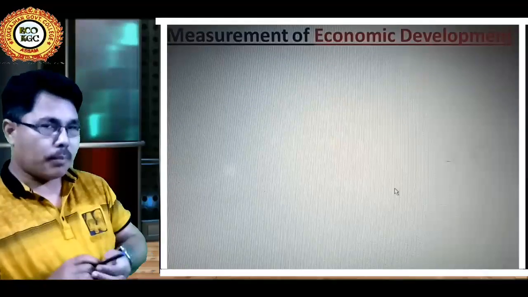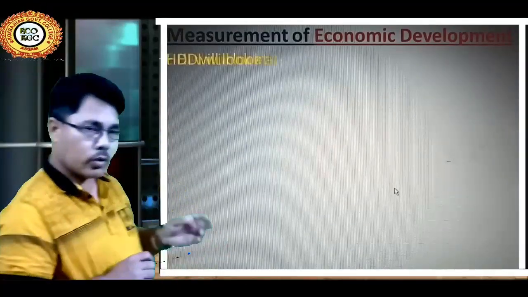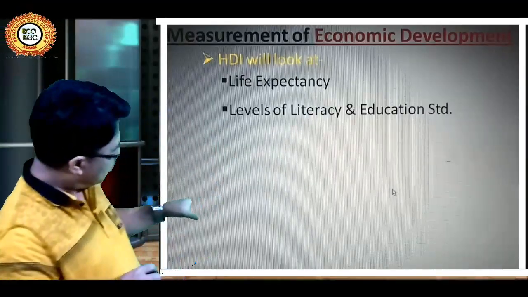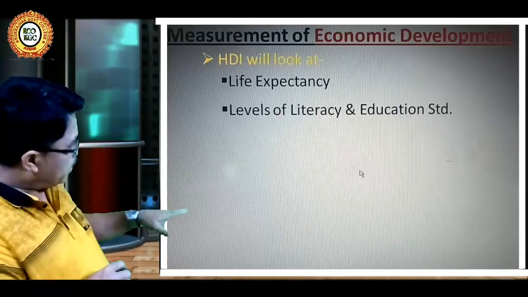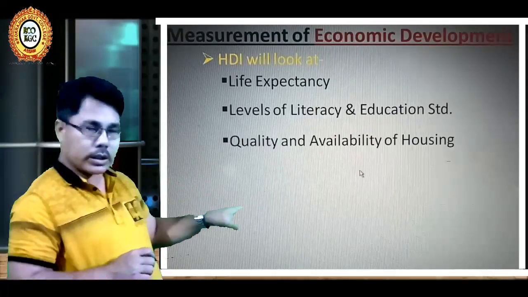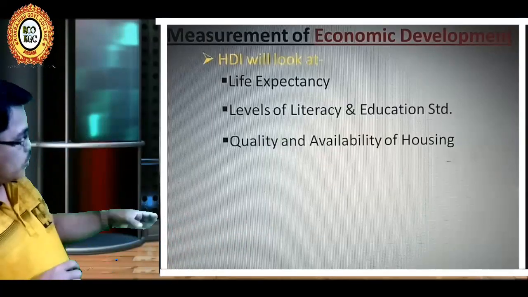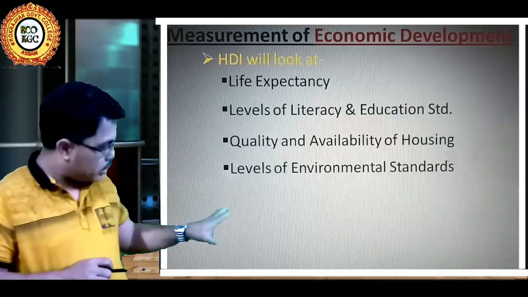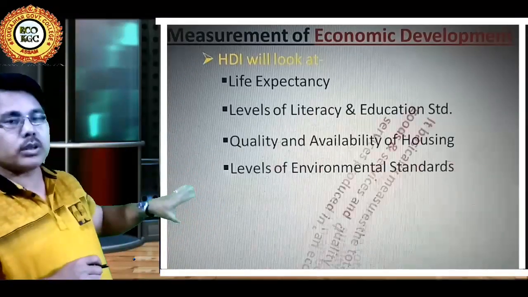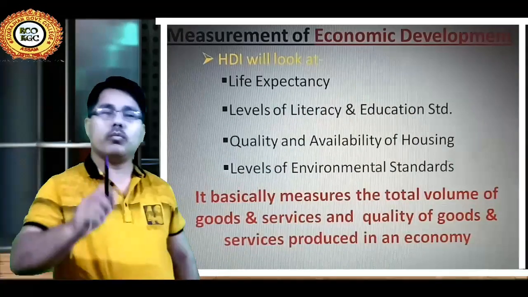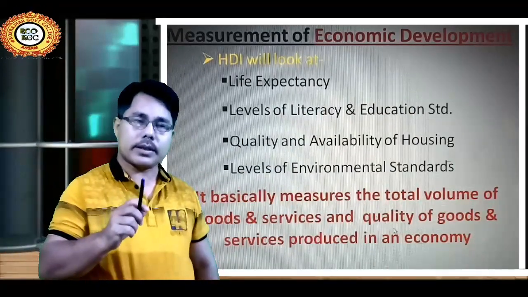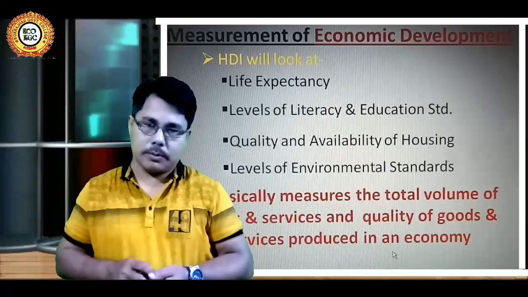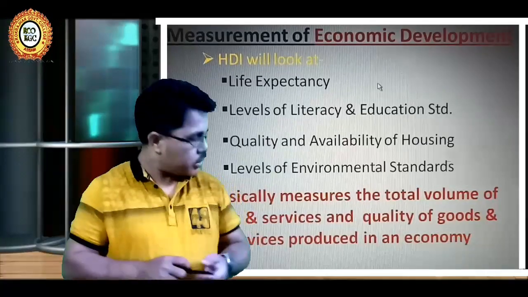On the other hand, measurement of economic development will look at life expectancy, literacy rate or educational standard or the quality of education, quality and availability of housing facilities or sheltering, levels of environmental standard and many more indicators. So, it basically measures the total volume of goods and services, that is the quantity of the commodities and the services level, along with the quality of the produced goods and services in an economy by the country.